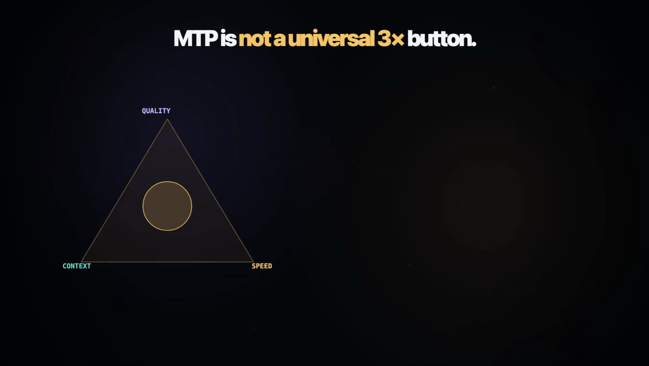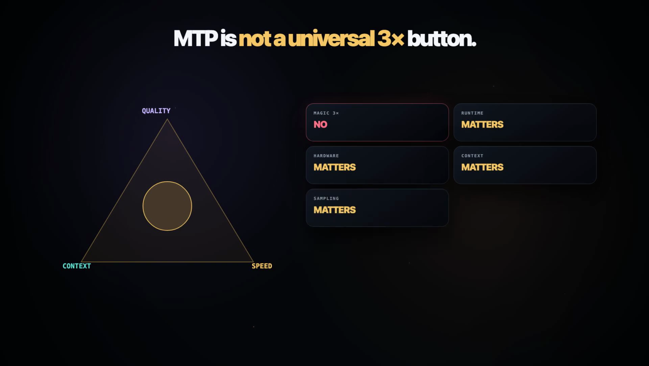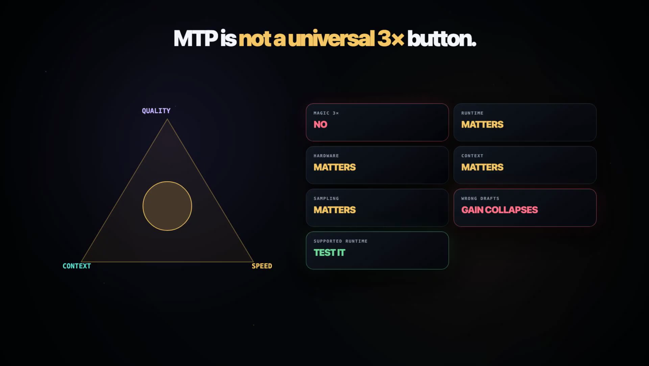But there is a catch. Do not expect a magic universal 3x faster button. The speedup depends on your runtime, your hardware, your context length, your sampling settings, and even the kind of prompt you are running. If the draft predictions are frequently wrong, the advantage collapses. But if your runtime supports Qwen's MTP properly, it is absolutely something you should test, especially if you already have the entire model sitting inside VRAM.